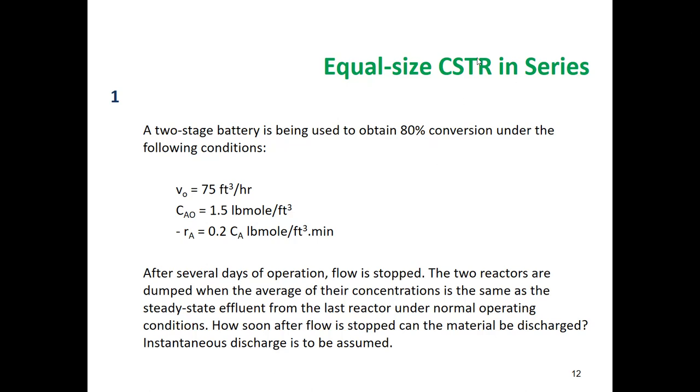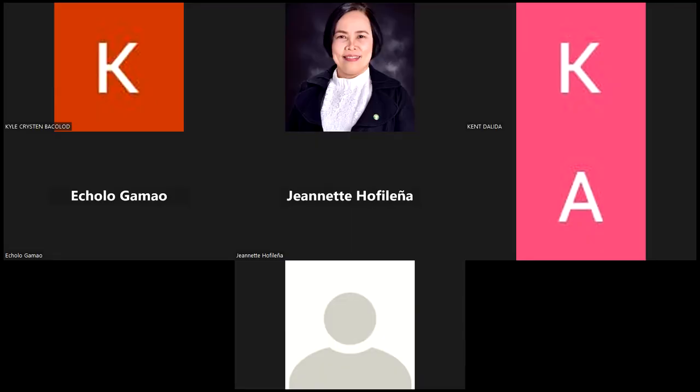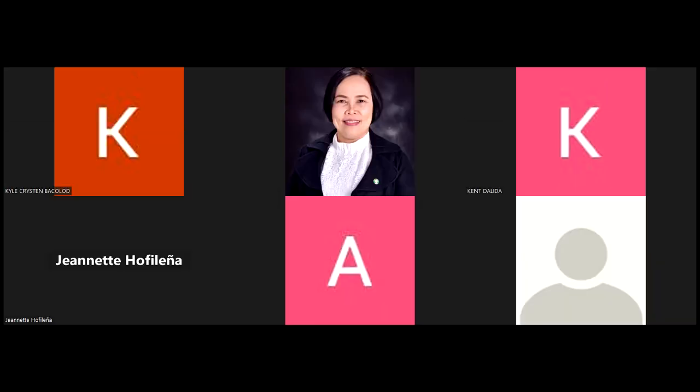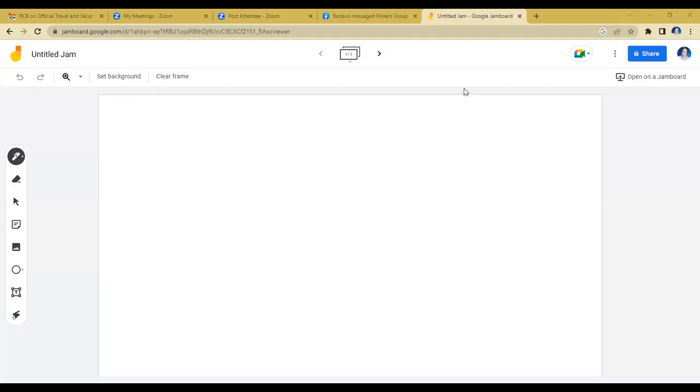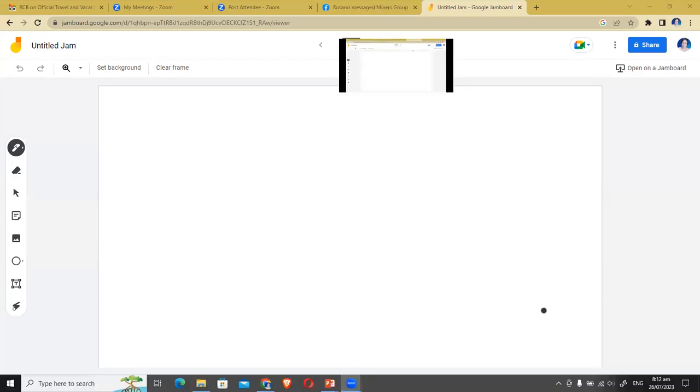So what I'm going to do now is I'm going to stop sharing and open the Jamboard, and share this one. Just inform me if you can't see the Jamboard.